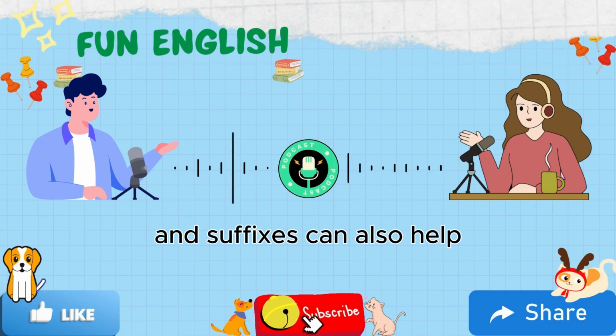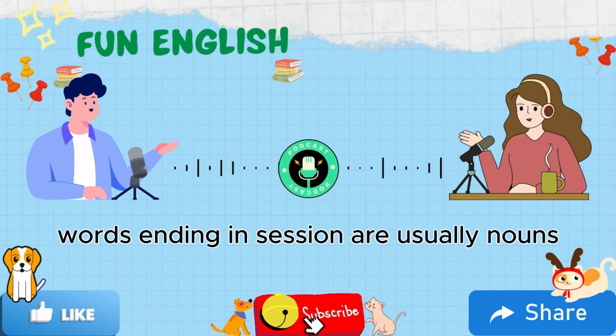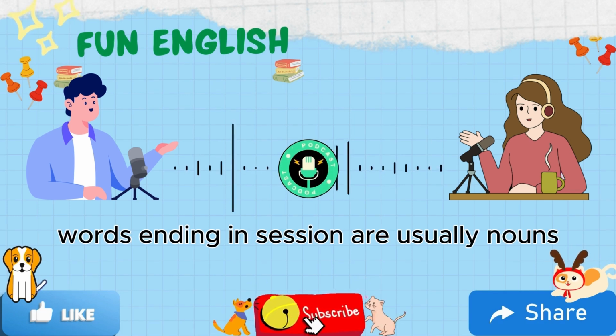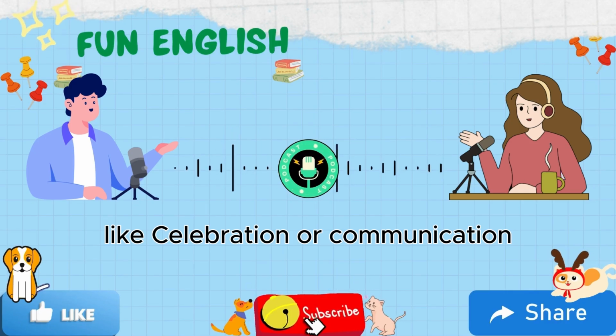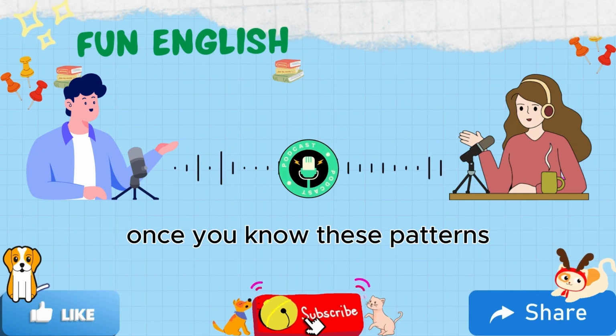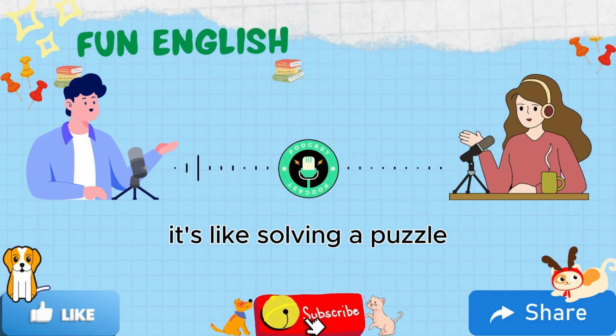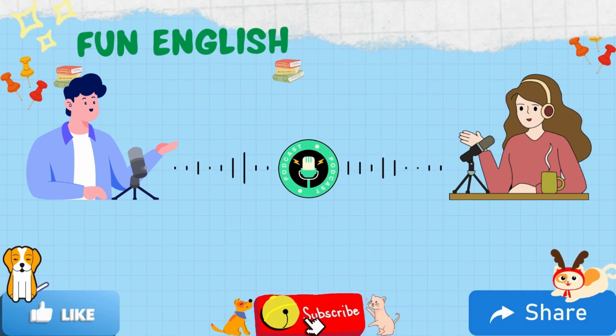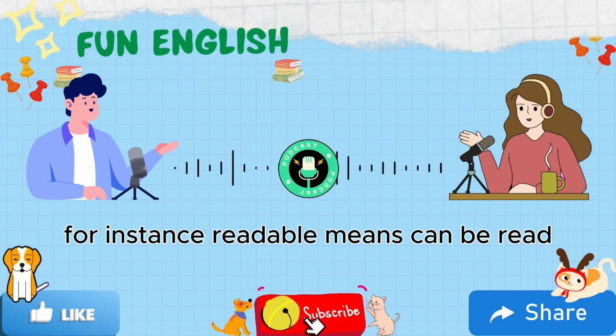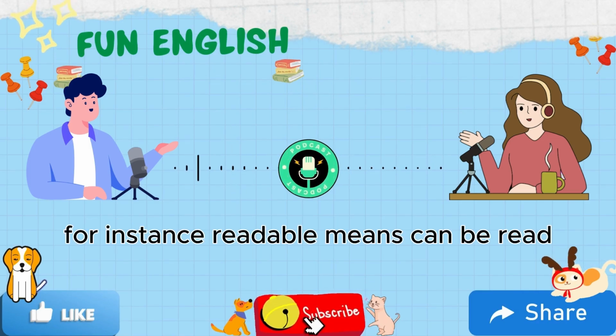And suffixes can also help. Words ending in -tion are usually nouns, like celebration or communication. Once you know these patterns, it's like solving a puzzle. Another example is able, which often means can be. For instance, readable means can be read.